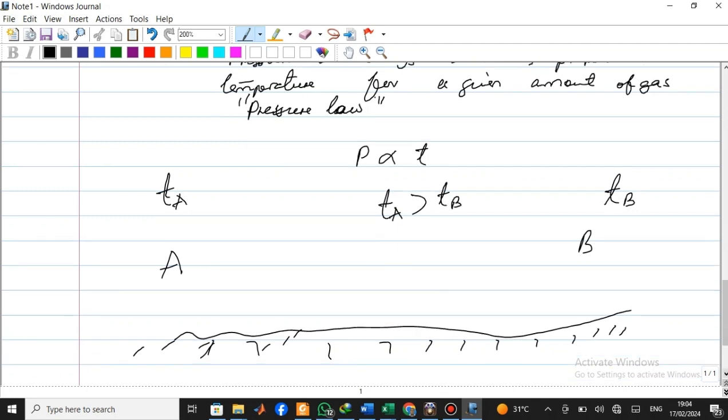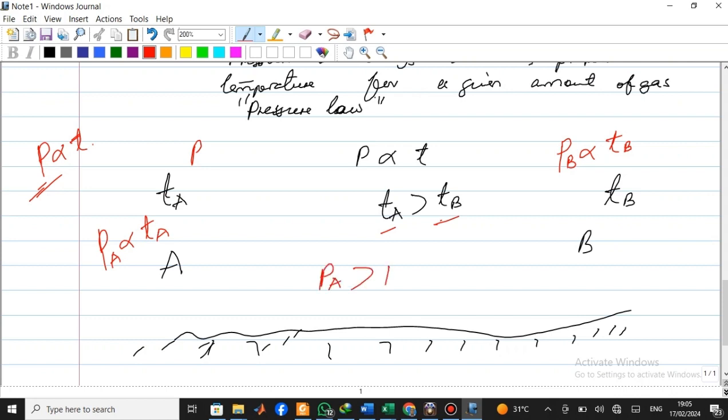And we have seen in the pressure law that pressure is directly proportional to temperature. So when applying this law to this example, we find that the pressure of place A is directly proportional to the temperature of place A, and the pressure of place B is directly proportional to the temperature of place B. Since the temperature of A is greater than that of B, according to the pressure law the pressure of A will also be greater than the pressure of B. So we have a pressure difference between place A and place B.